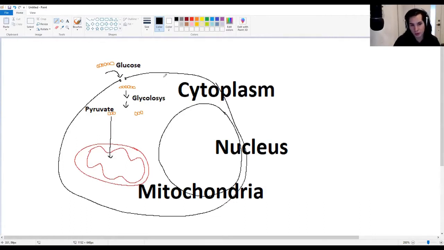We get something called pyruvate oxidation, which breaks this down into acetyl-CoA. Then we go through the Krebs cycle. Remember the Krebs cycle, and then the electron transport chain. And so I'm just going to label this as Krebs cycle, electron transport chain, and then out pumps roughly 36 ATP.